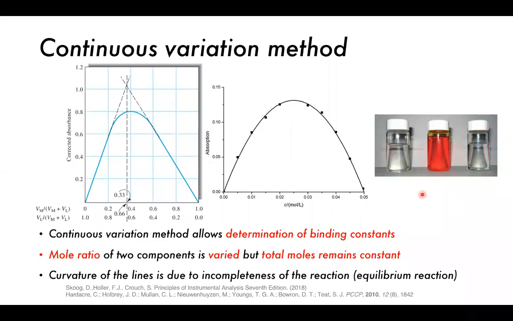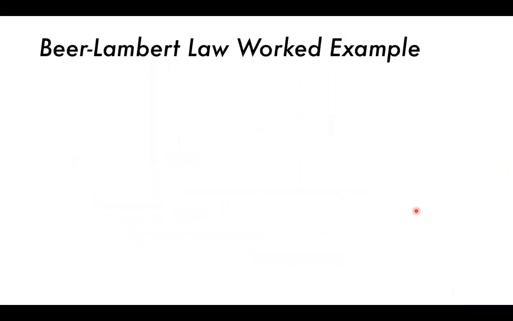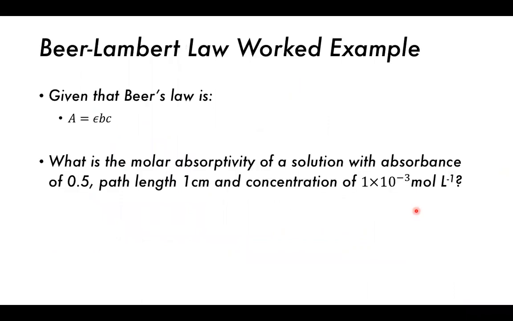And then this continuous variation method allowed us to determine what the optimal concentrations were for the formation of the complex. So the Beer-Lambert law, a worked example, just as revision. Given the Beer-Lambert law as absorbance is equal to epsilon b c, what is the molar absorptivity of a solution with absorbance of 0.5, path length 1 centimeter, and concentration 1 times 10 to the minus 3 moles per liter?